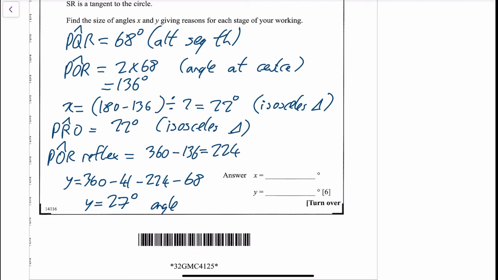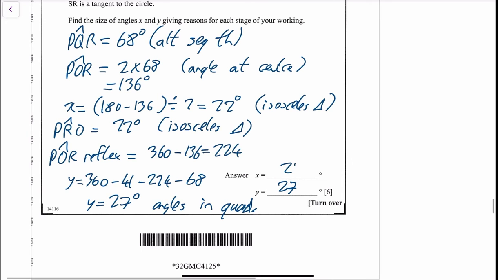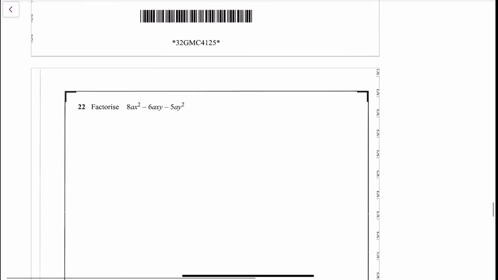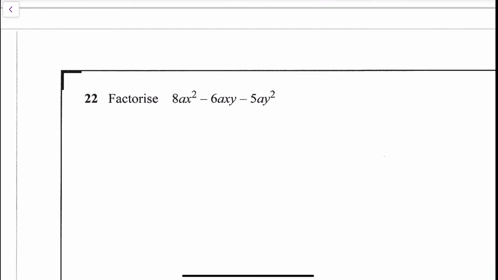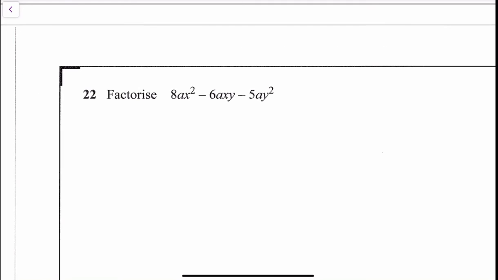So that's just angles in a quadrilateral. Okay, so my y is 27 degrees. What was my x? My x was 22 degrees. Okay. Next question, factorising one, says factorise this thing. Very difficult if you let it be here, these ones.